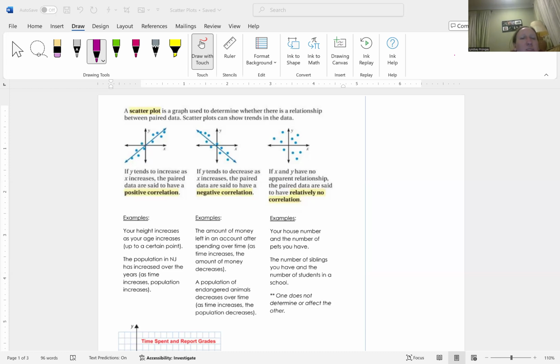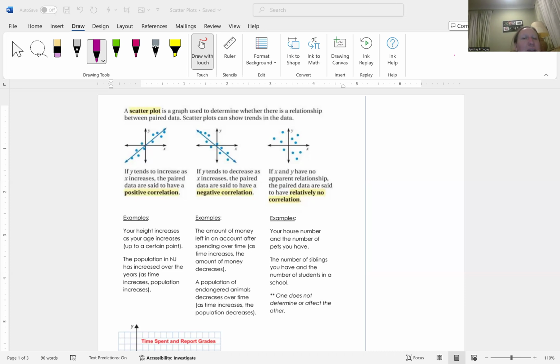Okay, some examples. For positive correlation, your height increases as your age increases. Obviously, that's up to a certain point, but as a little kid who is growing, your height tends to go up as your age goes up. Also, the population in New Jersey has increased over the years, meaning as time increases, population increases. If you put your data points on a graph, they would have that positive trend: as X increases, Y increases as well.